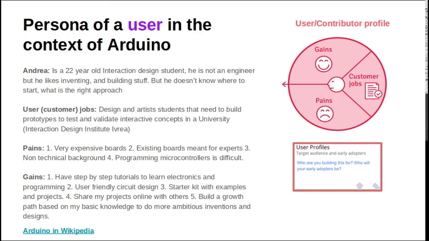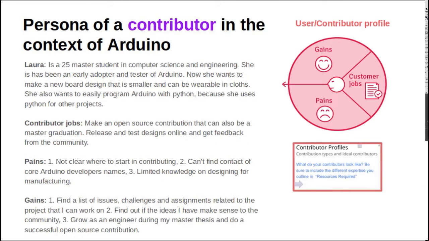So we're going to see another example now of a persona for a contributor, because the interesting thing about open source projects is that you are designing for different kinds of people, and one of the most important segments that you're working for is the contributors, especially if you want other people to improve your project. In this case, we have Laura. This is a persona for a contributor.